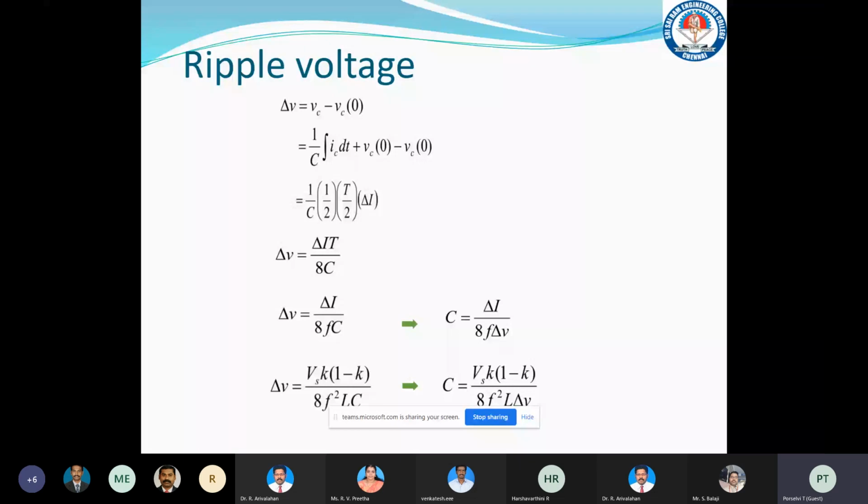The expression for C involves 8 F square L into del V. So these expressions for L and C are nothing but the design values, the design equations for the filter components. If we know other parameters like input voltage and the ripple, in problems they'll specify that we design the values of L and C for the given parameters, and the input voltage will be given.